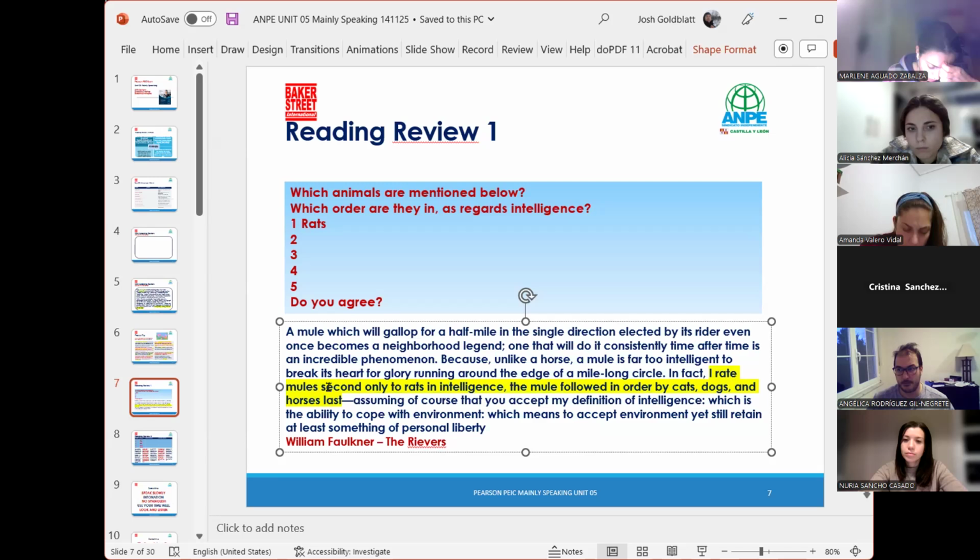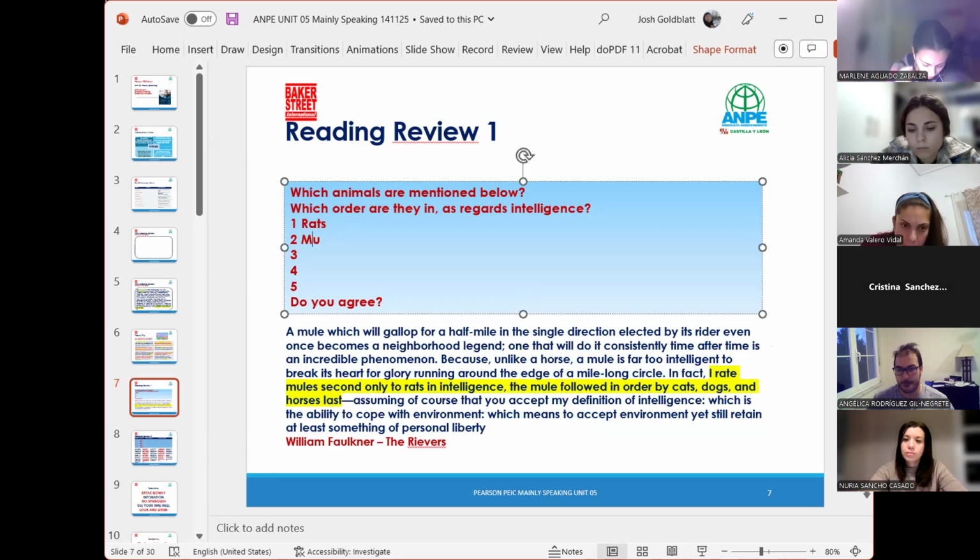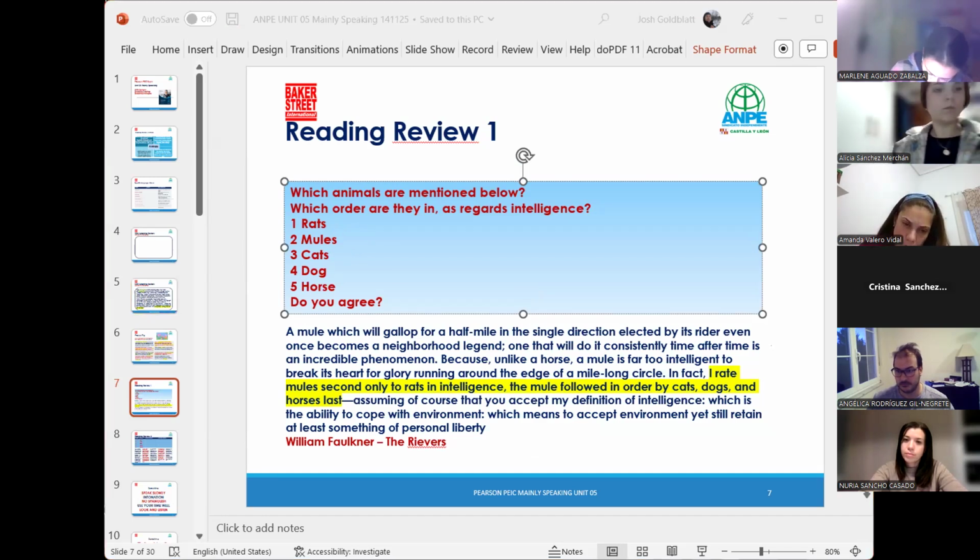"I rate mules second to rats, and the mule is followed by a cat, a dog, and a horse." There we go. We only had to read the one sentence. We did not have to read everything, did we? Excellent, that was very, very good.